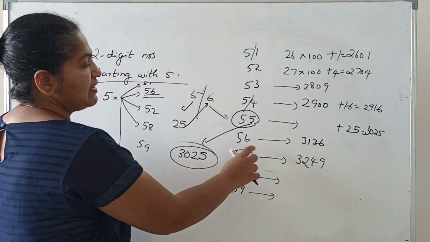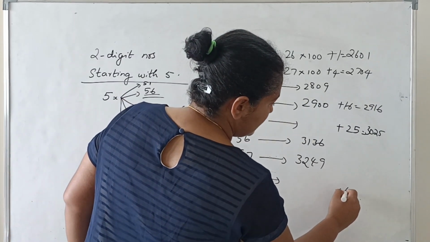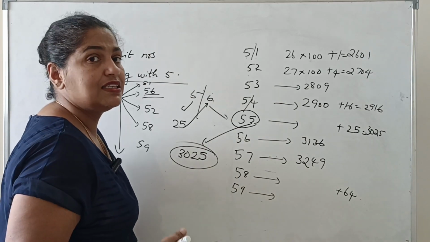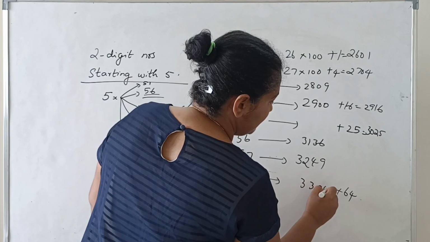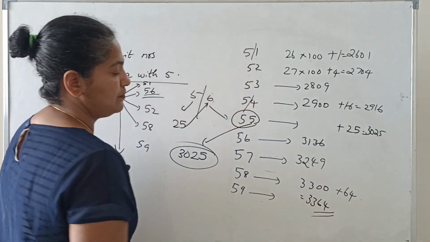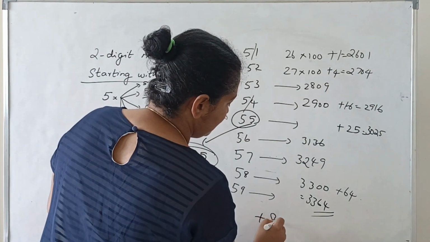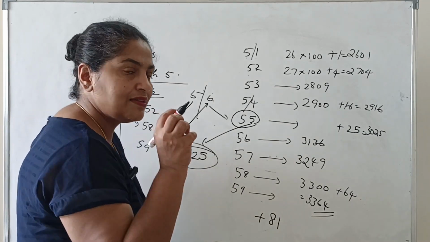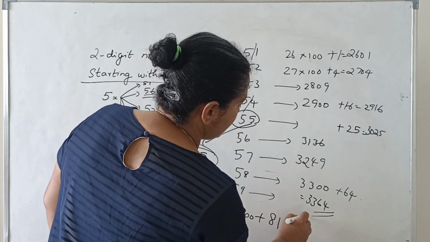Okay. 56 and 57 we found out. Now 58. 8 8s are 64. I need to add a 64. 25 plus 8 is a 33. 33 into 100 is a 3300. So you will get the answer as 3364. 59. 9 9s are 81. We are adding. 25 plus 9 will give me 34. 34 into 100 is a 3400. My answer will be 3481.